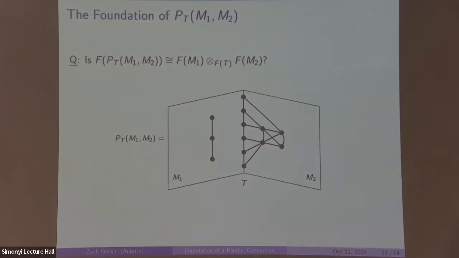Okay, so now we know about foundations. We know about generalized parallel connections. So there's a natural question here. Can I write down the foundation of this matroid here in terms of the foundation of M1, M2, and their common restriction T? What do you mean by FT? What I mean is the foundation of M1 restricted to T, or M2 restricted to T.